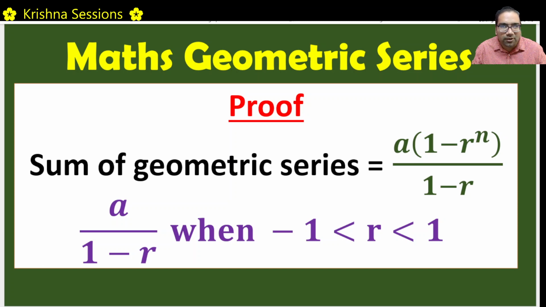Similarly, for the sum of an infinite series where the ratio is between minus 1 and 1, we also know the sum of the infinite series is a by 1 minus r. We know both these formulas, but let us see how to derive them.